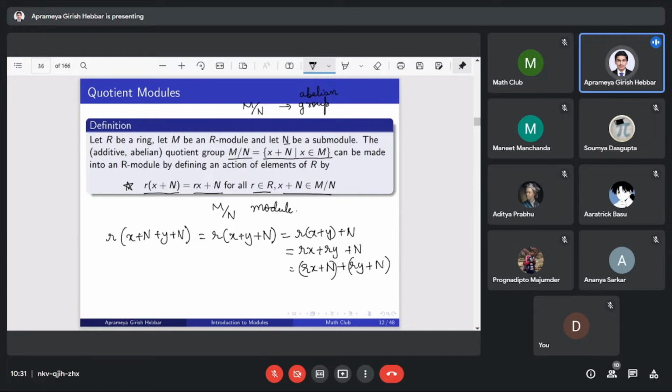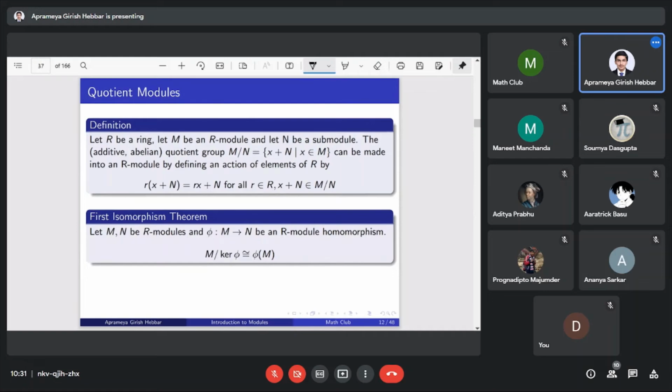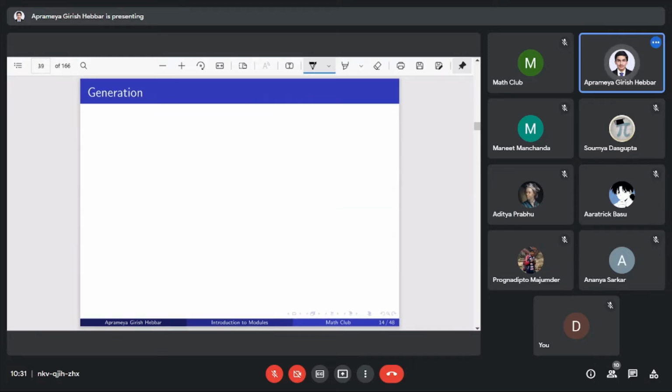So now we can make sense of quotient modules, and this would lead us to the first isomorphism theorem. That is, if you have a homomorphism phi from M to N, then we have M over kernel phi is isomorphic to the image of phi. So let us try to prove it. The proof would be similar to what you have done in groups and in rings. So what do we have? We have phi, an R module homomorphism between two R modules, M and N.